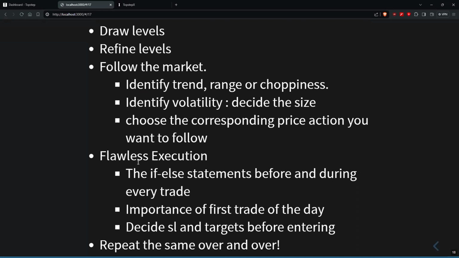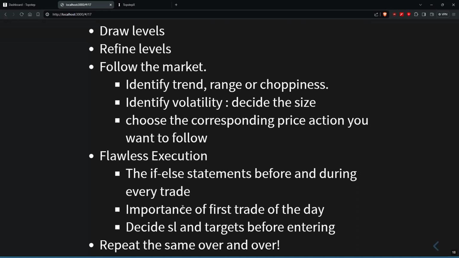Now another important factor is to execute your trades flawlessly. You shouldn't be afraid of entering or exiting your trade if you're following everything like I did today. For every trade I took, I always managed my size and always had a predefined risk reward in my mind. So I knew that it doesn't matter if I lose this trade because I know that over 10 to 20 trades, this ratio is going to be in my favor.